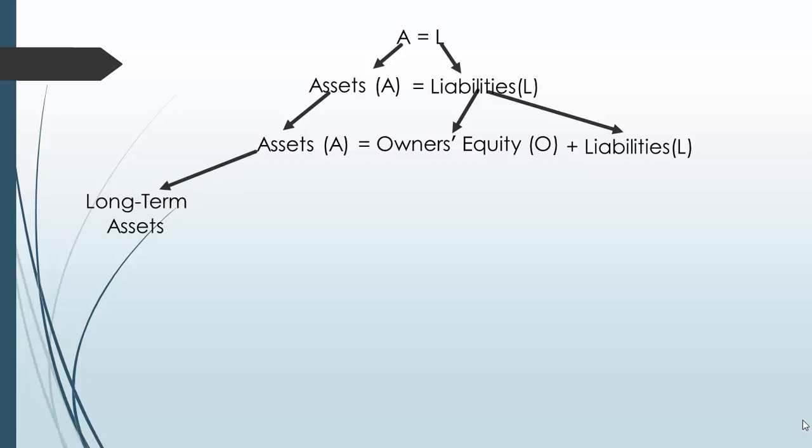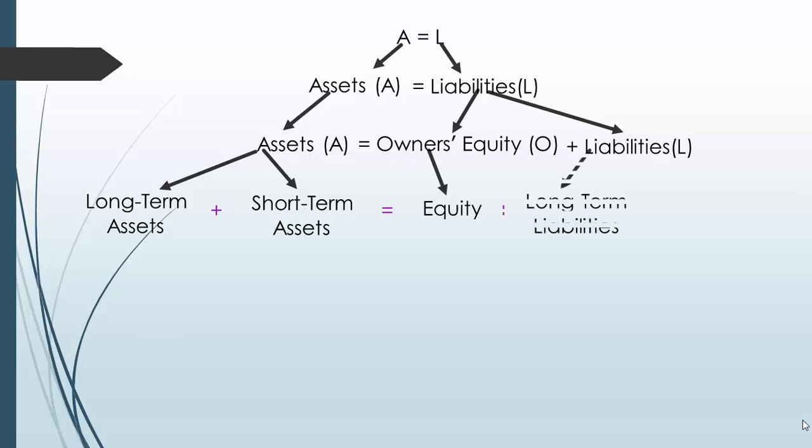If we split this out even further, your assets are made up of long-term assets. Remember, long-term assets are assets that you would normally have in the business for longer than a year. You've got short-term assets. Short-term assets are assets that would be in the business for less than a year. And that must equal your equity plus your liabilities. Now your liabilities are split into two as well. They split into your long-term liabilities and your short-term liabilities.